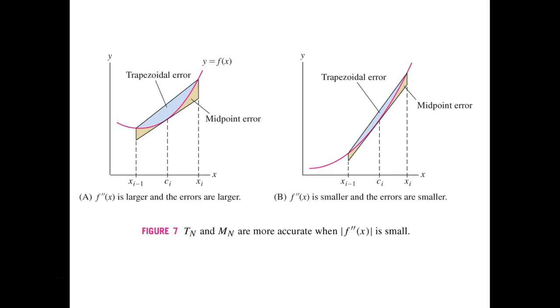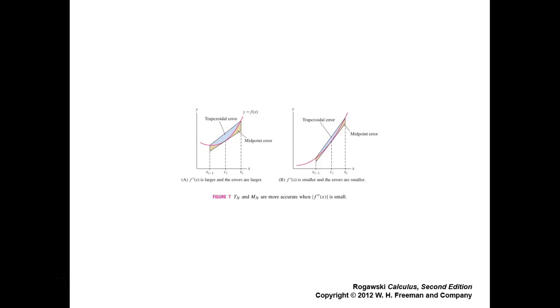But what they're trying to show here is that when the second derivative is quite big, and the curvature is quite large, then your f double prime is larger and the errors are larger. Here where the first derivative is changing much less, the second derivative is smaller, the errors are smaller. But this also illustrates why the trapezoid rule is not as good as the midpoint rule. So it shows both of those. If the absolute value of the second derivative is small, then both of these are better.